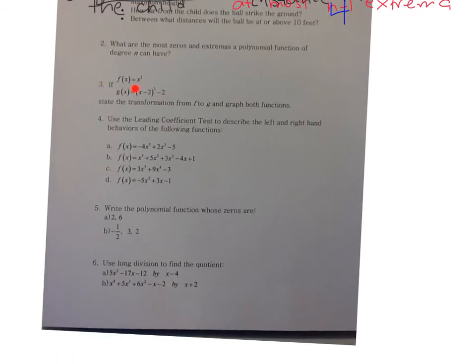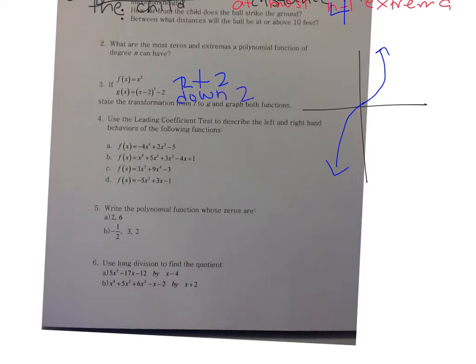Okay, let's take a look at number 3. It says f of x is equal to x to the third, and g of x is equal to (x minus 2) to the third minus 2. It says state the transformation and graph both. I'll just show you a quick graph over here. So f of x should look like this. Then we have minus 2 to x means to the right 2, and minus 2 on the outside means down 2. So it's going to be to the right 2 and down 2. It'll look like this and like that.